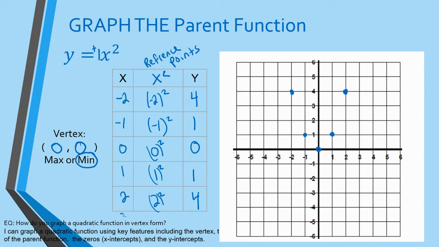And if you wanted to, you could put in 3. And we'd get 3 squared, which is 9. So you'd go over 3, up 9. We know it goes off the graph, but we get the idea. Okay, so missed that one, but that's all right. So that's just referencing that parent function, just to remember that.